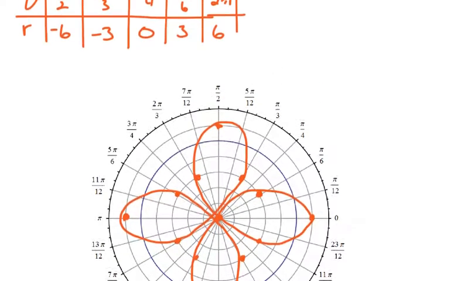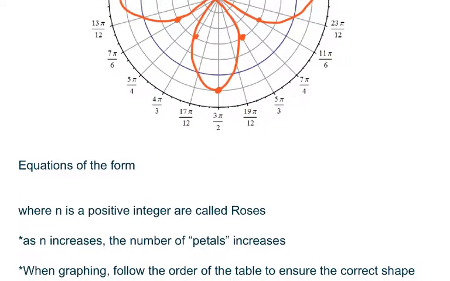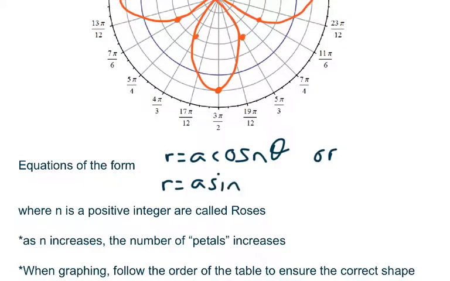So, equations that look like this. So something like 6 cosine of 2 theta. So let me write this in here. Equations of the form r equals a times the cosine of n theta, or r equals a times the sine of n theta, where n is a positive integer, are called roses. Okay, that's the vocabulary term.